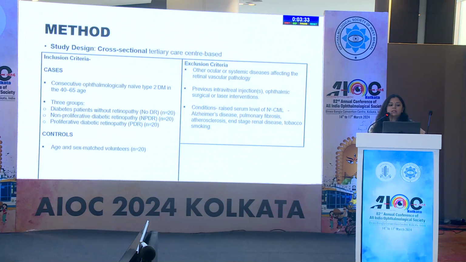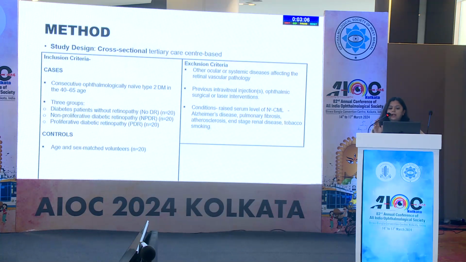So we included consecutive ophthalmologically naive patients of type 2 diabetes mellitus ranging from 40 to 65 years of age. Based on our clinical evaluation, we divided them into 3 groups: no diabetic retinopathy, NPDR, and PDR, and age- and sex-matched volunteers were taken. Now what were our exclusion criteria? Any condition where retinal vascular pathology already pre-existed, we did not include.